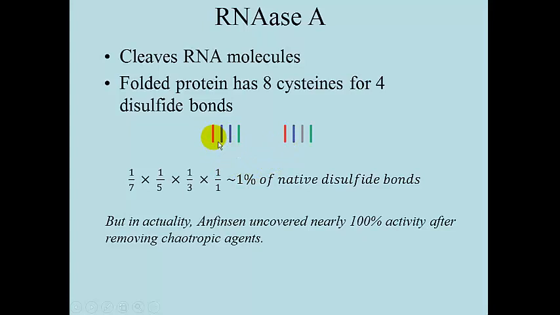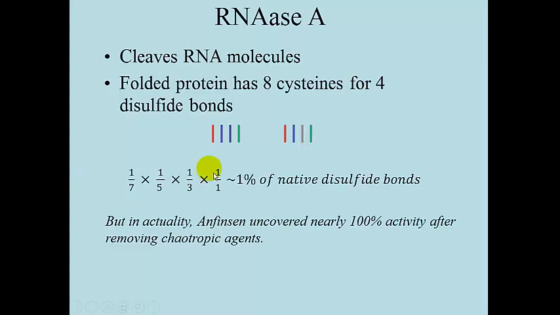So the red cysteine must form a disulfide bond with the red cysteine somewhere else in the protein's primary amino acid sequence. If that happens, then you have started a correct fold of that protein. But this red cysteine, if it forms a disulfide bond with this green one, that's an incorrect disulfide bond arrangement, and the protein is not folded properly.